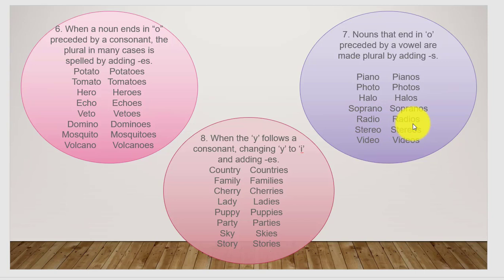Radios, stereos, videos. They end in a vowel, and we get their plural by adding s only, and these four are exceptional cases. While making the plural of nouns, we have exceptional cases, and you will see them at the end of this lecture as well. So this rule applies only to the last three nouns.